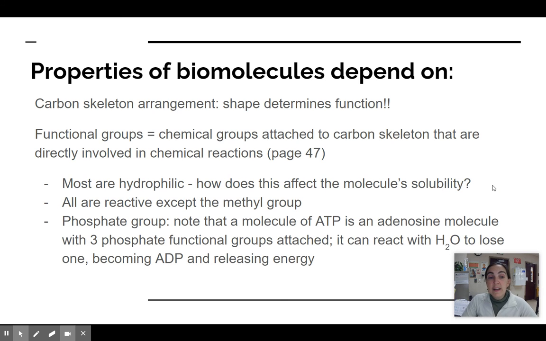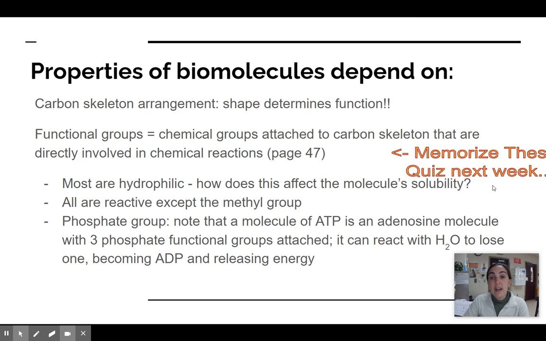And as I said, the phosphate group is often involved in transferring energy. And one place that you've probably heard of that before is in the molecule ATP. The TP is triphosphate. So it has 3 of those phosphate groups attached to it. When one of them breaks off, that releases energy and makes it adenosine diphosphate. So phosphates are really important in transferring energy.